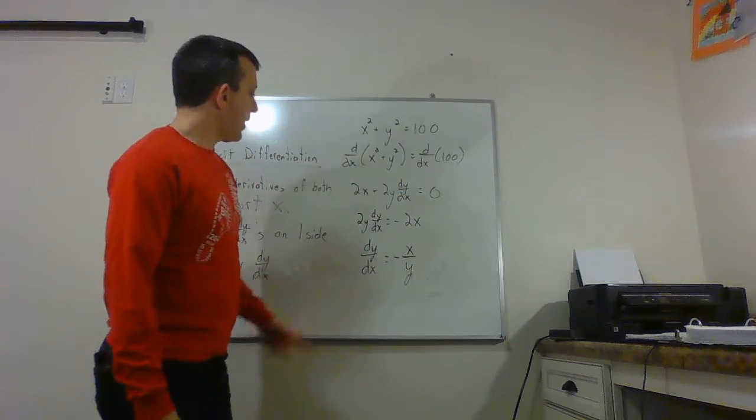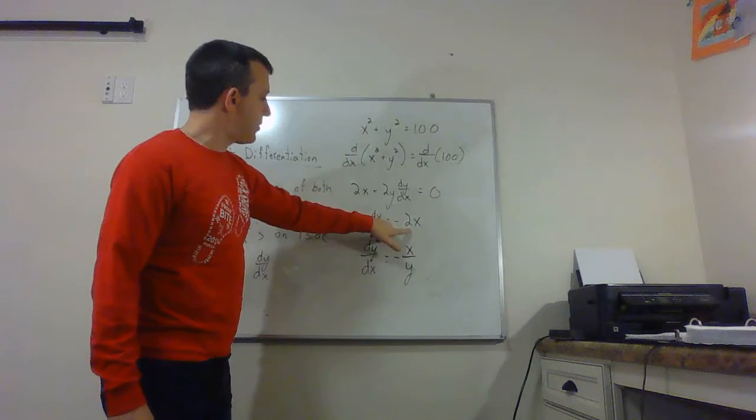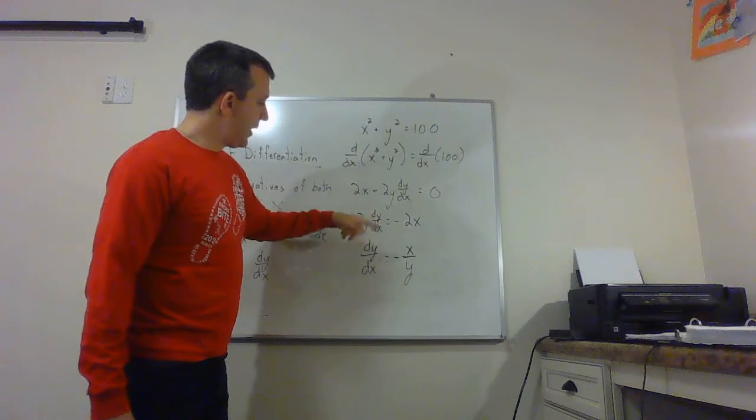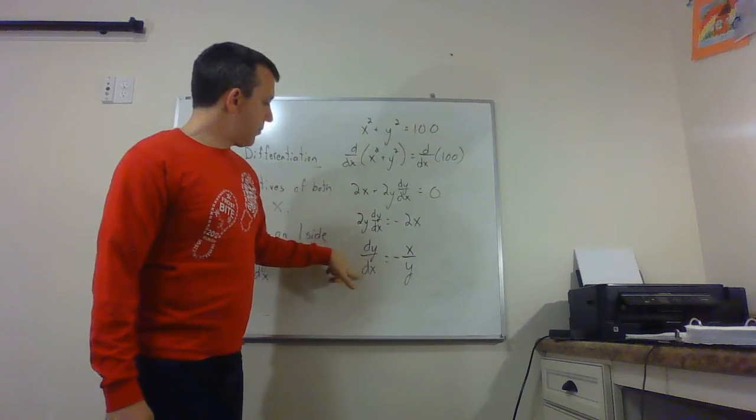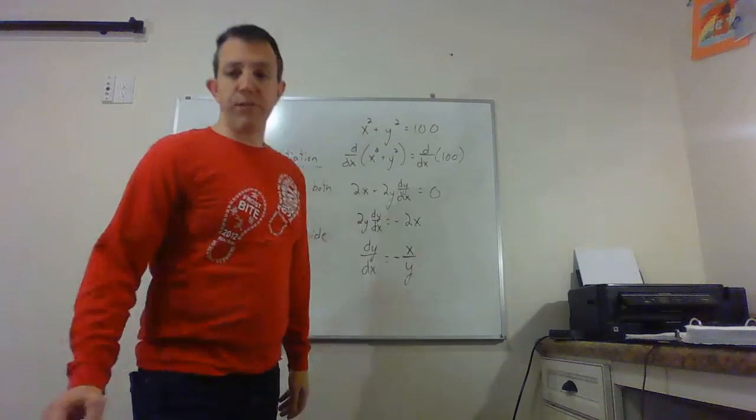All right. So now I'm solving for dy/dx. I subtract the 2x. I divide by 2y, which makes the 2's go away. And so we just get dy/dx is -x over y.